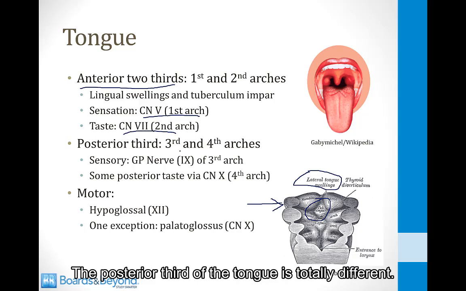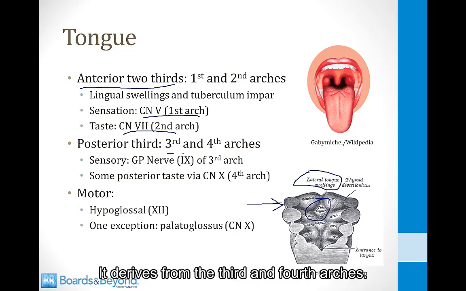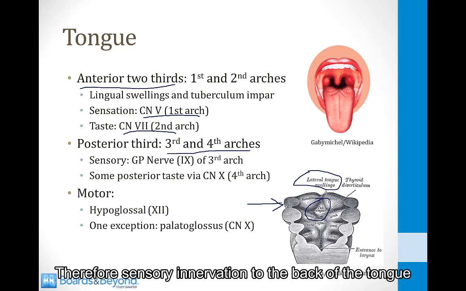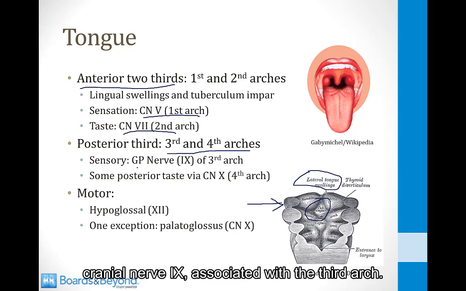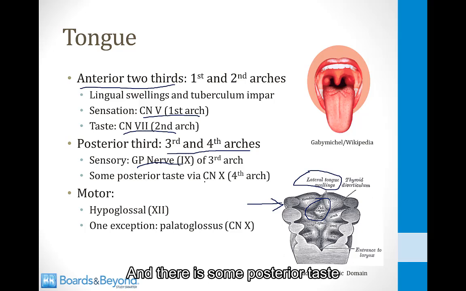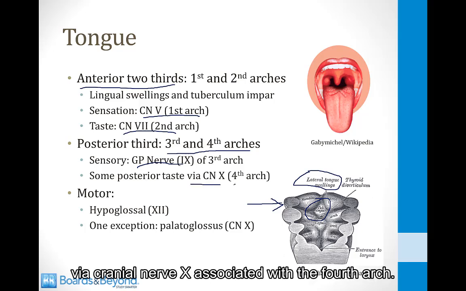The posterior third of the tongue is totally different. It derives from the third and fourth arches. Therefore, sensory innervation to the back of the tongue comes from the glossopharyngeal nerve, cranial nerve 9, associated with the third arch, and there is some posterior taste via cranial nerve 10 associated with the fourth arch.